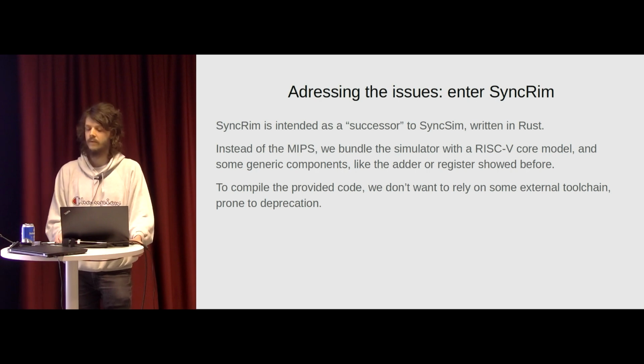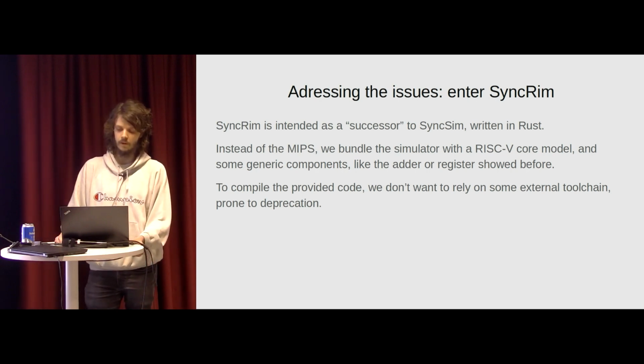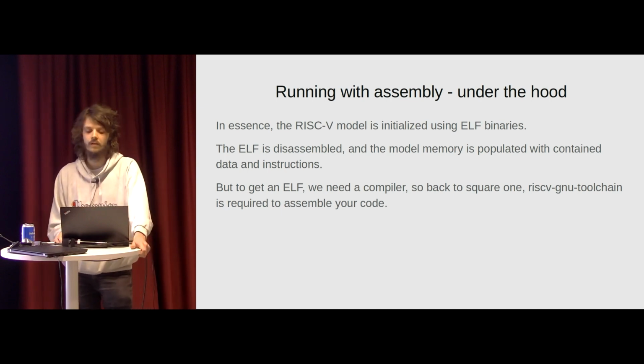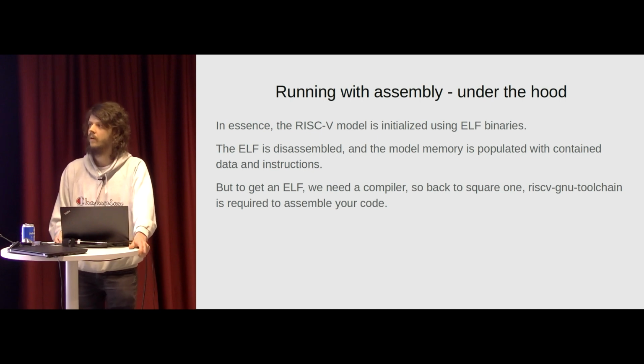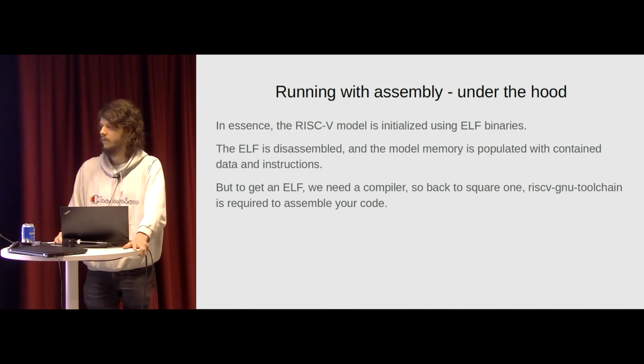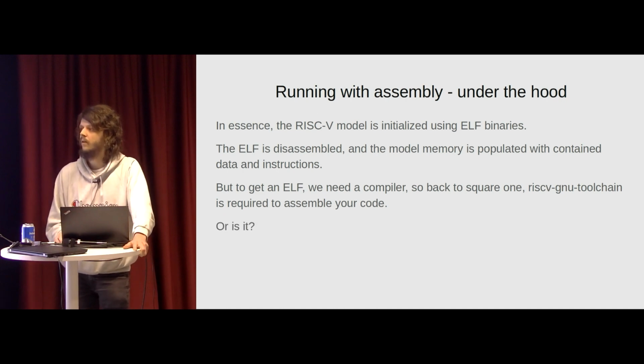This time around, to compile the user-provided code, we didn't want to rely on some external toolchain. But how can we do that? Essentially, the RISC-V model memory is initialized using an ELF binary, which we disassemble, and we populate the memory with the data and the instructions contained within. But to get an ELF, we need a compiler, so we are back to square one, RISC-V GNU toolchain. Or is it?